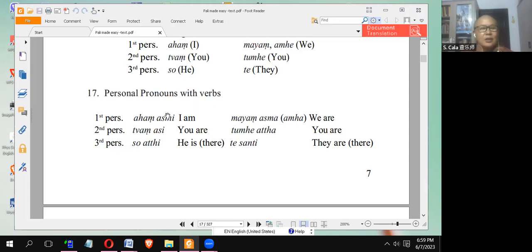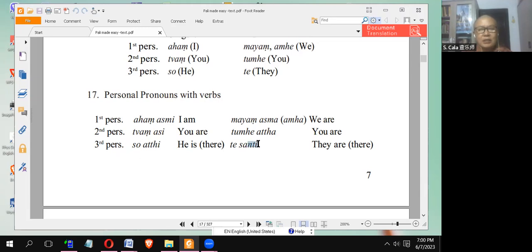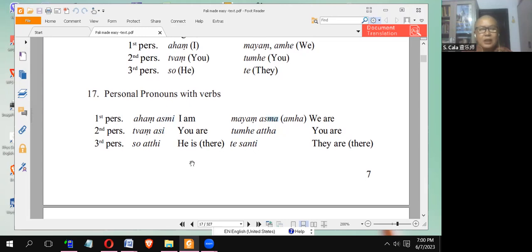Okay. Here is actually we still go back to the T and the M. We still have the T here. You still have the M, so you just put the as and the M. We still have the T, we still have the ta, we still have the mi, we still have the ma. If you find it difficult, you go back to atthi santi, asi attha, asmi asma. You do this first. Then after that, you put the personal pronoun there.